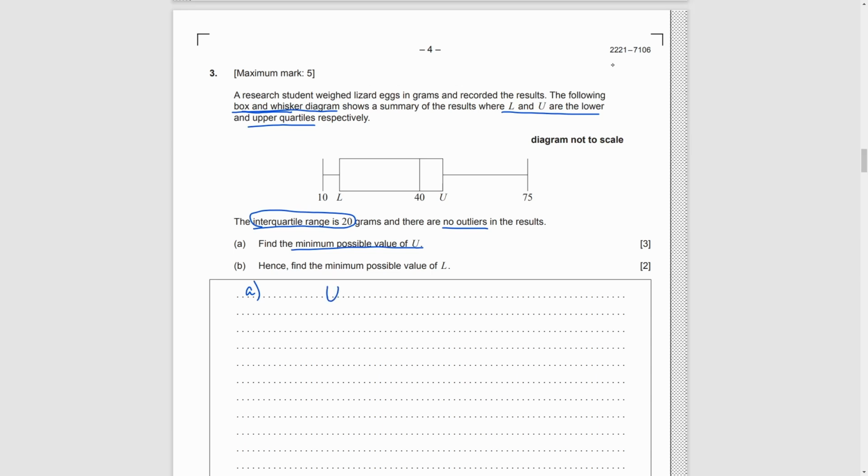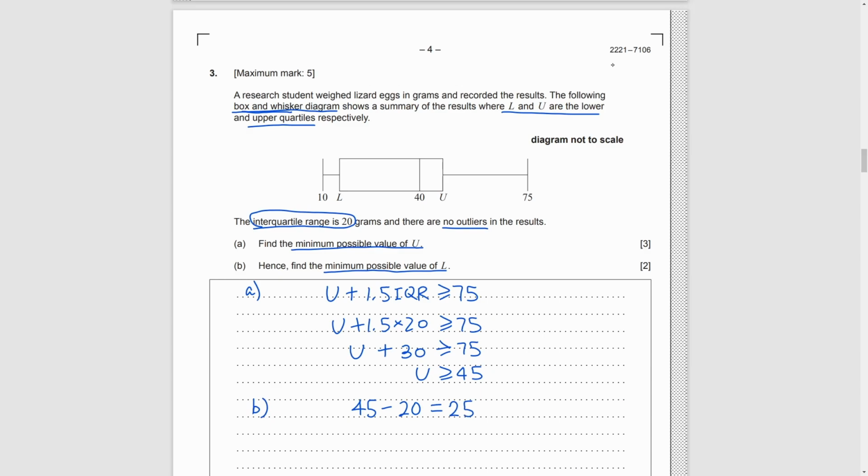So, upper bound is equal to the upper quartile plus 1.5 interquartile range, which must be greater than 75. After we set the inequality, we can solve it and we can get the minimum possible value of U is 45. Part B. We need to find the possible value of the lower quartile. As the interquartile range is 20, the lower quartile is just the upper quartile minus that, which is 25.